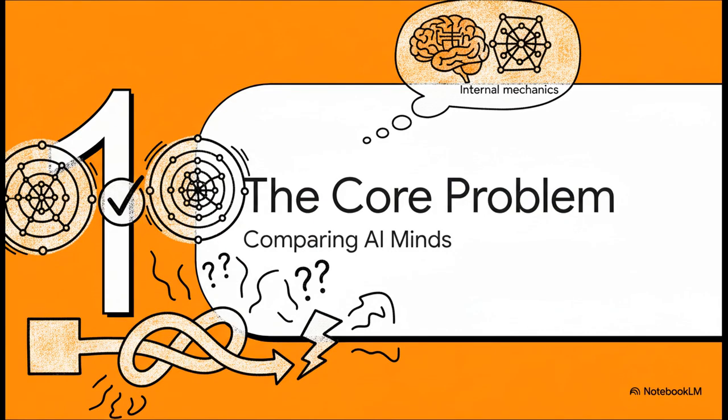So let's just zero in on this problem one more time. You can have two AI models that, from the outside, look identical. They get the same answers, they perform the same. But on the inside, their wiring, their internal mechanics could be completely different. And that makes it super hard to know if a model has really learned a concept or if it just found some weird, fragile shortcut to get the right answer.